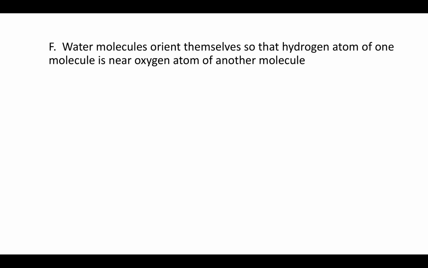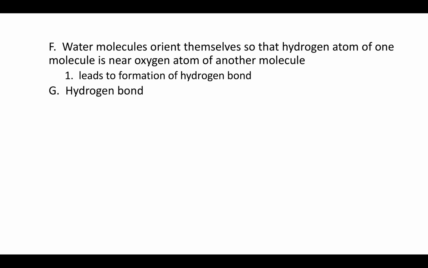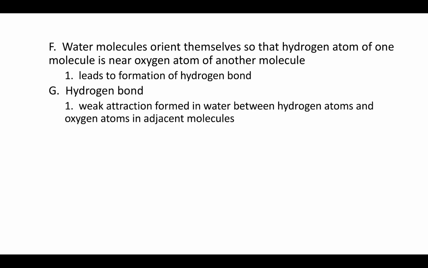It has developed poles. So what water molecules do is they orient themselves so that the hydrogen atom of one molecule is going to be near the oxygen atom of another molecule due to that polarity. Okay, that's going to lead to what we refer to as a hydrogen bond. And the hydrogen bond is fairly weak. So you have a weak attraction that is formed in water between the hydrogen atoms and oxygen atoms that would be in adjacent molecules.